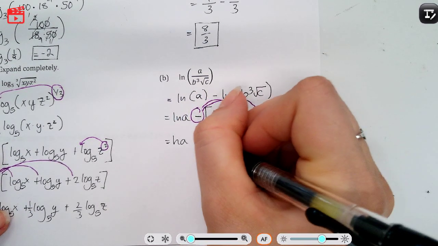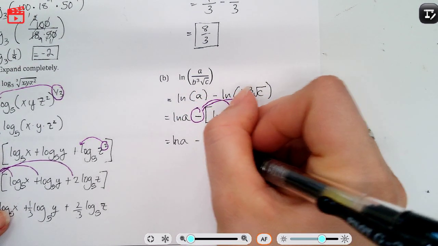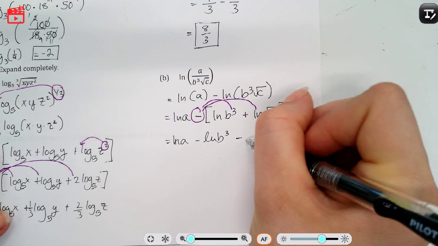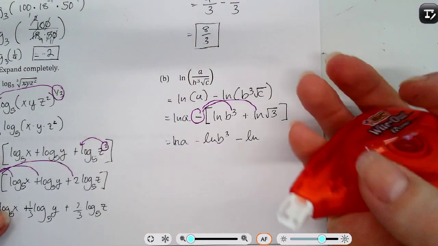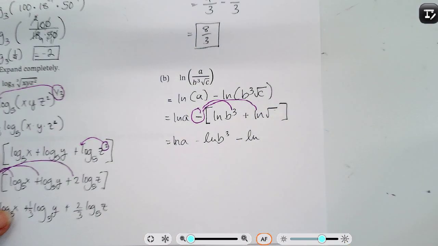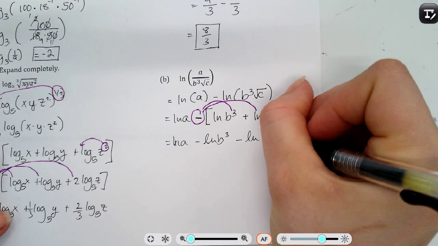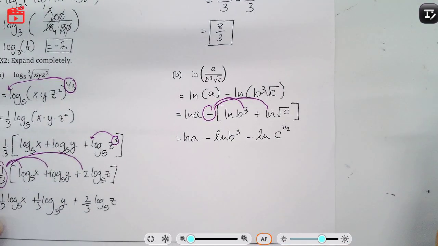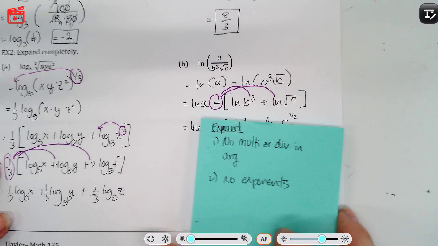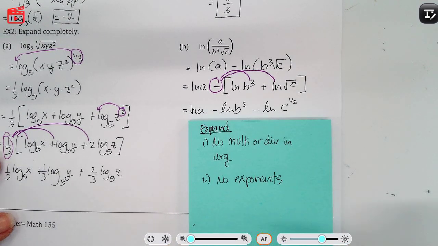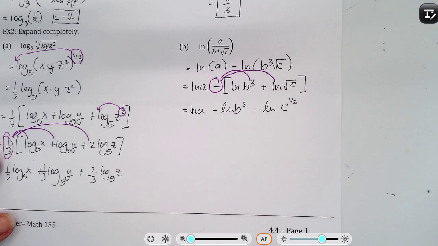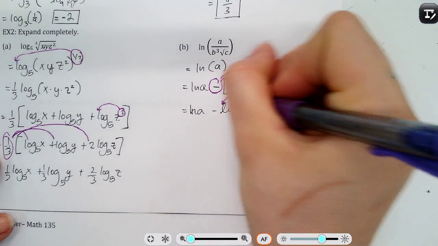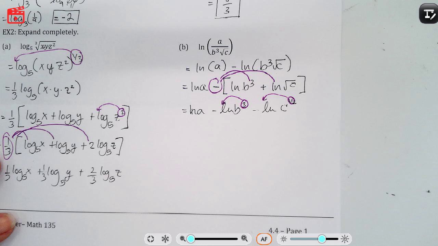Okay, but I'm going to multiply out that negative because it's supposed to be applying to both of them. So that's going to be natural log of a minus natural log of b cubed minus natural log of c, and I'm going to change that to a half power. All right, so pull out my checklist. Any multiplication or division in the arguments? Nope, nope, nope. Any exponents? Yes, and yes. Okay, so our plan, bring those exponents out front, and then it'll be fully expanded.